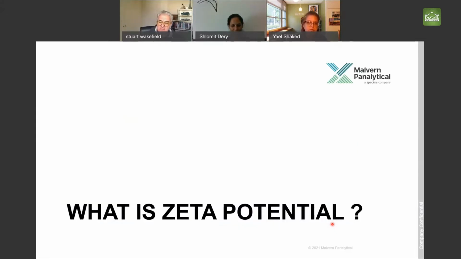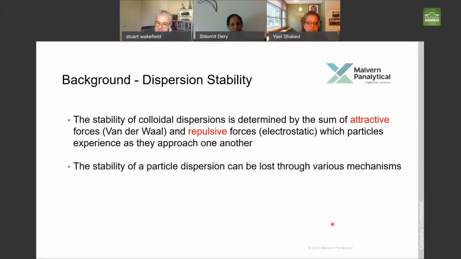So let's just remind ourselves, first of all, what is Zeta Potential? So let's have an example of what we mean by dispersion stability. The stability of a colloidal dispersion of particles suspended in a liquid is determined by the sum of those attractive forces and those repulsive forces the particles experience when they interact with each other. The attractive forces are known as the van der Waals forces. The repulsive forces are the electrostatic forces.